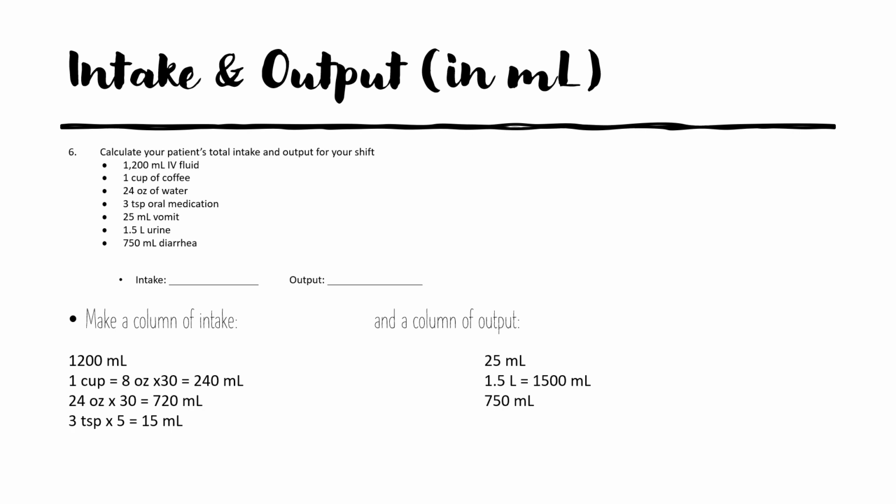So that's my intake. Then for output, I have 20 milliliters of vomit, 1.5 liters, so I'm going to convert that to 1500 milliliters. And then I'm going to have 750 milliliters of diarrhea. Add each column. So my total for intake is 2,175 milliliters, and my total for output is 2,275 milliliters.